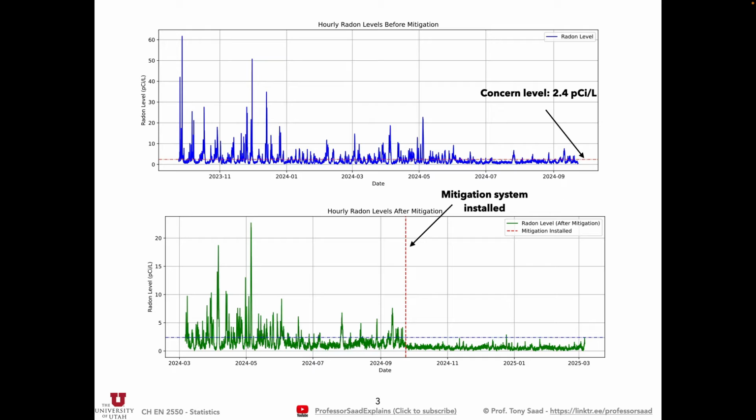Why? Because that day I saved the data, and what did we do? We installed a radon mitigation system in our home, okay? We installed a radon mitigation system. Now, since we installed it, I have data until today, which is March 7, 2025, right?